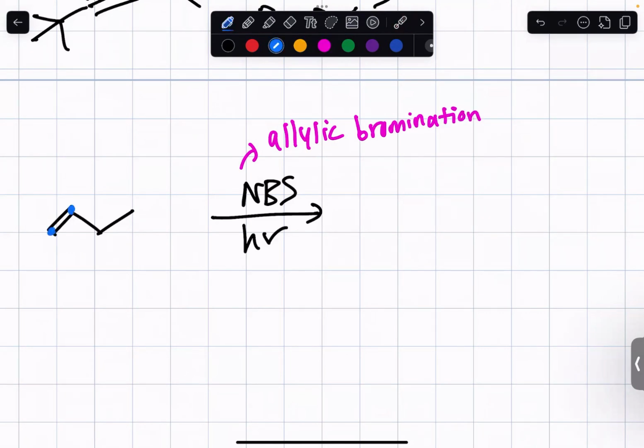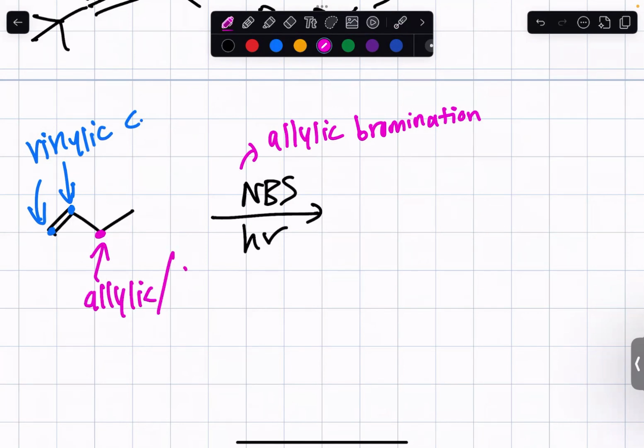These carbons here on the alkene directly are called the vinylic carbons. That's a position term. The carbon right next to it is called the allylic carbon. You could also call that the alpha carbon if you want, because that's the first carbon away from the alkene. But in this case, we're going to think about the allylic carbon. And this term is very important, especially for the thermodynamic and kinetic product.